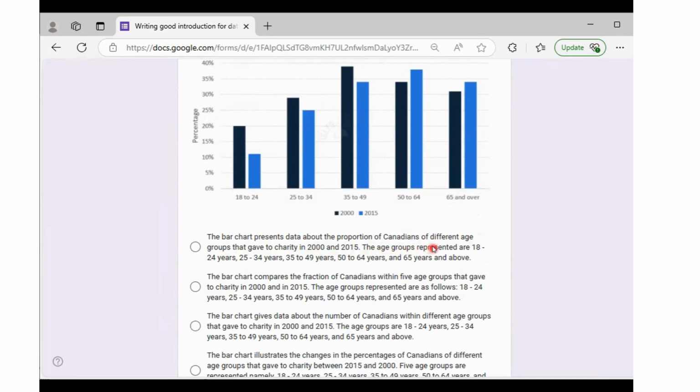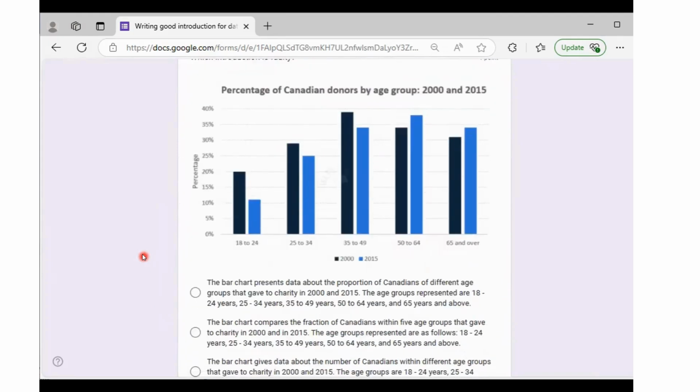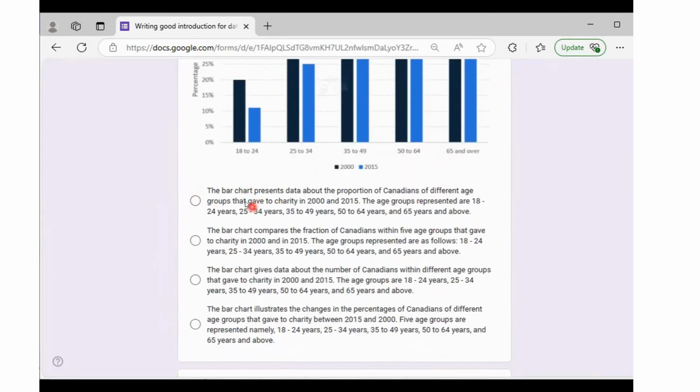The age groups represented are 18 to 25 years. Okay, this thing looks okay. Let me see. Which introduction is faulty? This first one looks okay. It doesn't look faulty to me. The second one: the bar chart compares the fraction of Canadians within 5 age groups that gave to charity in 2000 and in 2015. The age groups represented are as follows. Okay, this second one looks okay too. As follows, colon. Very good.